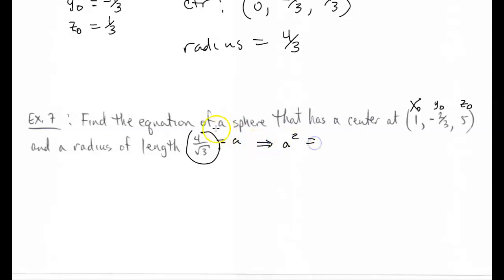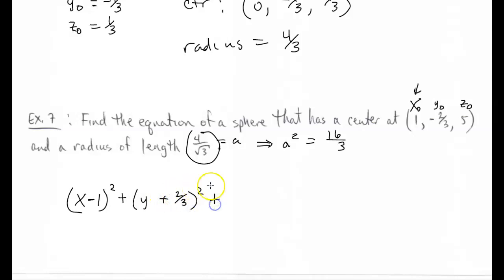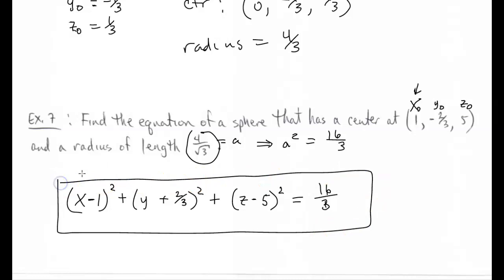So therefore, a squared would be 4 squared, which is 16, and square root of 3 squared, which would just be 3. So our equation would just end up being x minus 1 squared, because it's x minus x sub 0, plus y minus y sub 0, and a minus a negative 2/3 is a positive 2/3. We square that. And then z minus z sub 0, which is 5. We square that. And then, of course, our a squared here would be 16/3. And so this would be what our equation of the sphere would be for this situation.